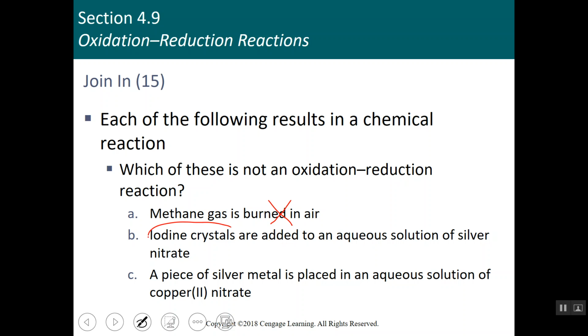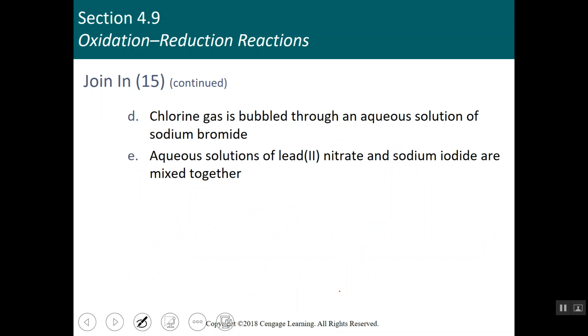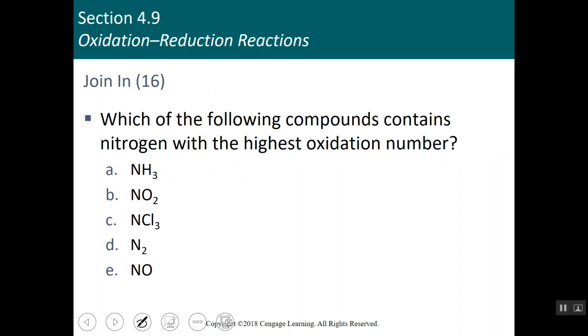Anytime you have an element and it says it results in a chemical reaction, that means the element is being combined with something, so it has to change charge because it goes from 0 to something else. Chlorine gas is bubbled through a solution of aqueous sodium bromide, so again you have an element going through a process. That leaves us with this: aqueous solutions of lead 2 nitrate and sodium iodide are mixed together. That's a precipitation reaction, so that's your correct choice. That one is not an oxidation reduction reaction.